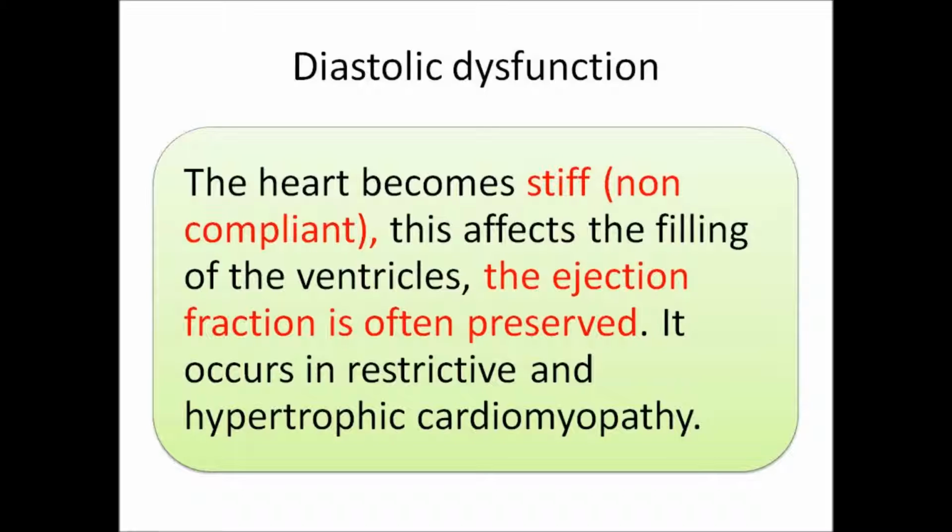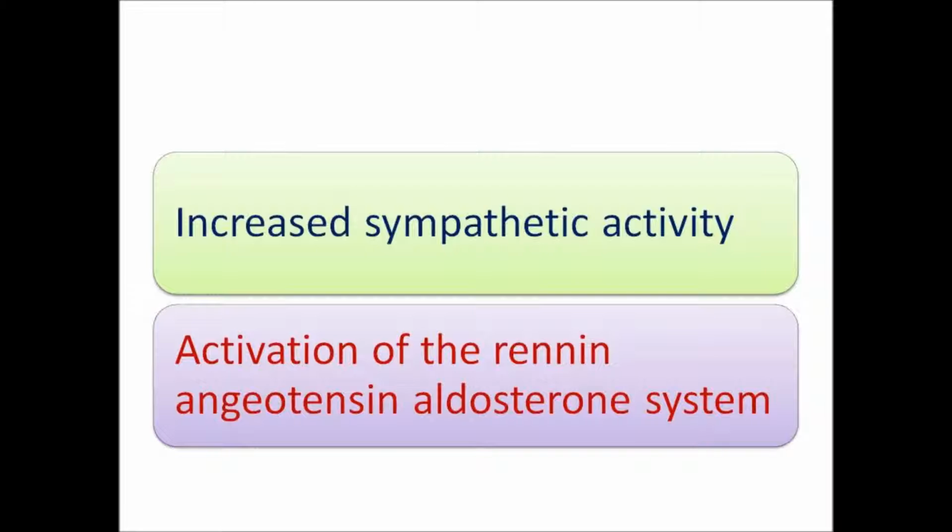This is actually seen in restrictive and hypertrophic cardiomyopathy, and this is the mechanism by which these diseases can lead to heart failure. Now, when there is heart failure, as we said, there is decreased cardiac output, and this will activate many compensatory mechanisms in the body trying to compensate for this reduced cardiac output. And the two main compensatory mechanisms we are going to discuss are the increased sympathetic activity and the activation of the renin-angiotensin-aldosterone system.